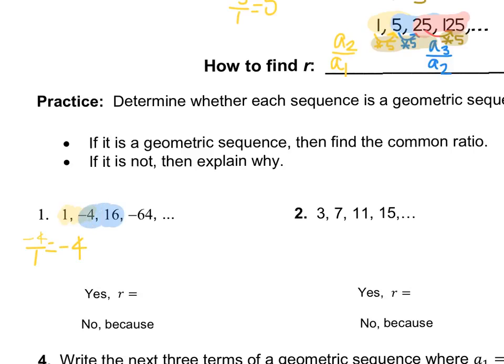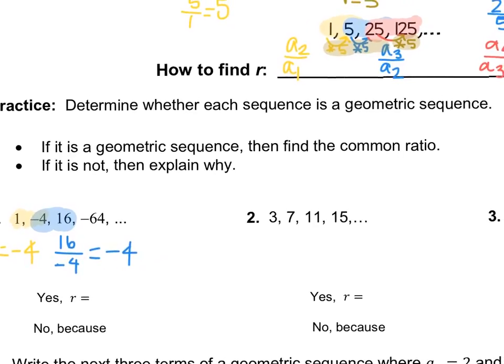So what is 16 divided by -4? Use your calculators. What is 16 divided by -4? Good. That is -4. Okay, I'm going to repeat it a third time.